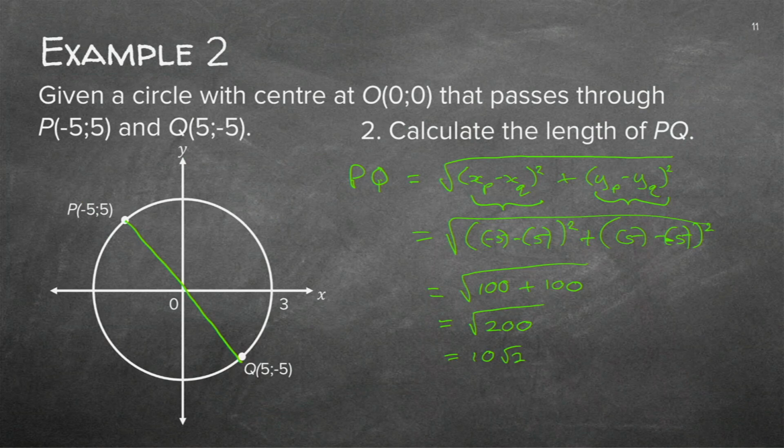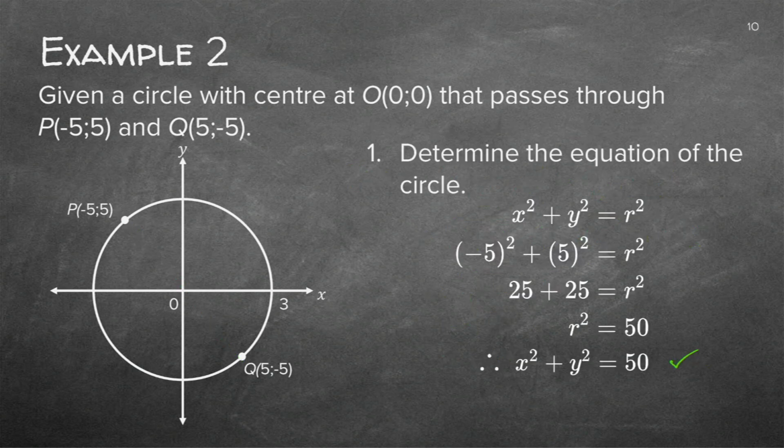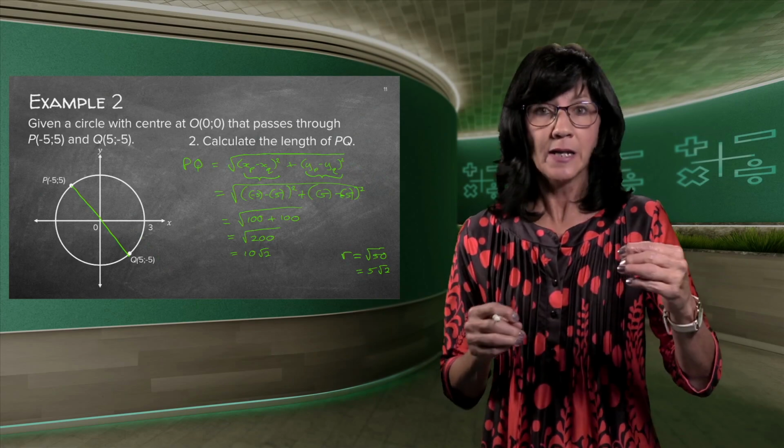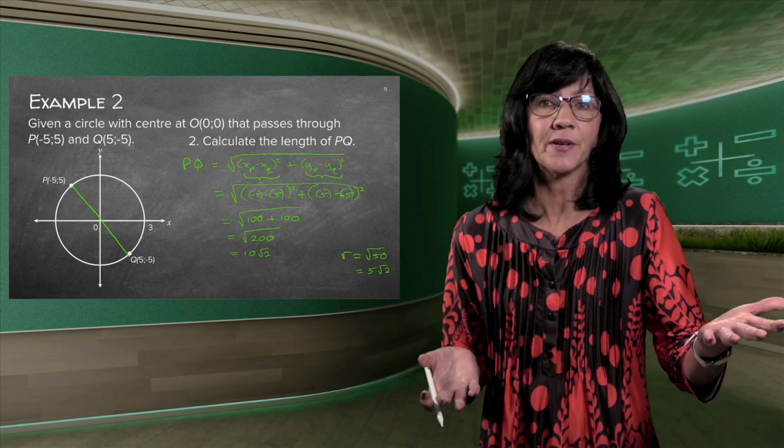Before I carry on, I just want to quickly go back. They could also have asked you, do you think this PQ is a diameter or not? Now, can you remember in the previous slide, we had the radius was square root, what was it again? Let's just quickly go back. Square root 50. The radius was square root 50, which is 25 times 2, so it is 5 square root 2. Can you remember previously they did not ask you the radius? But if they would have asked you another question here, prove that PQ is a diameter?